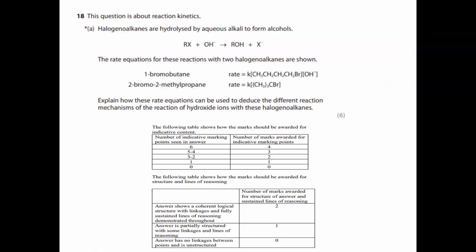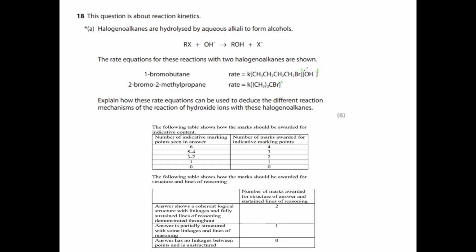If you go for question number 18, this question is about reaction kinetics. Halogenoalkanes are hydrolyzed by aqueous alkali to form alcohols. For a halogenoalkane, when you add aqueous base, the OH minus will replace the halogen atom and you get an alcohol. The rate equations for these reactions with two halogenoalkanes are shown. For 1-bromobutane, remember in a rate equation what appears in the rate expression are the reactants taking part in the slower step, and how many of them.